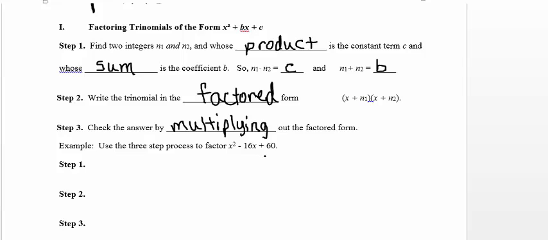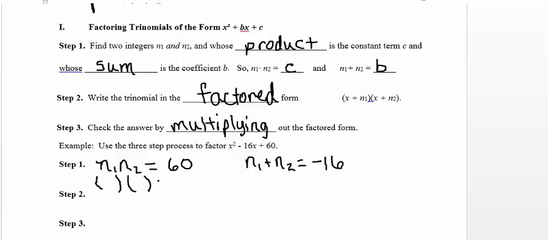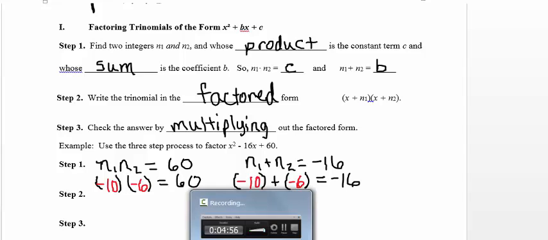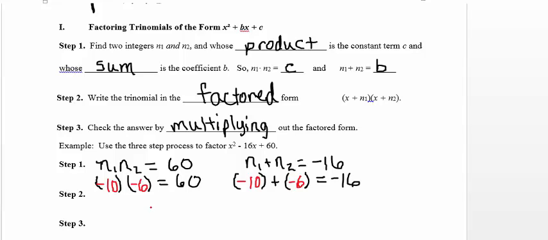So let's use this on x squared minus 16x plus 60. So n1 times n2 needs to equal 60. n1 plus n2 needs to equal negative 16. So we're looking for the two numbers that multiply to give 60 and add to give negative 16. First of all, they both have to be negative to multiply to give a positive and to add to give a negative. And it turns out they're negative 10 and negative 6. Those are our two numbers, n1 and n2.